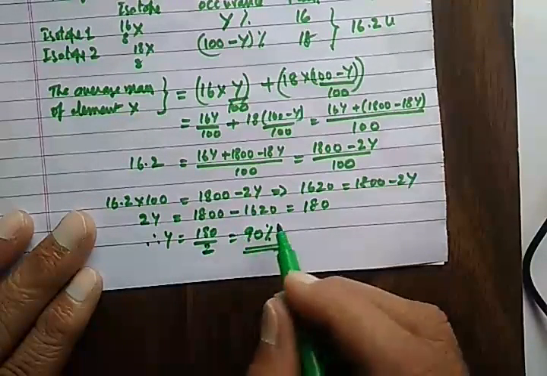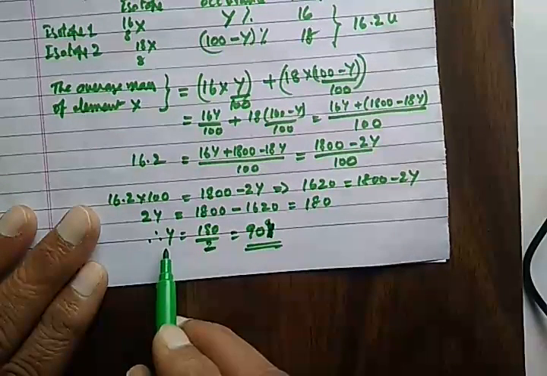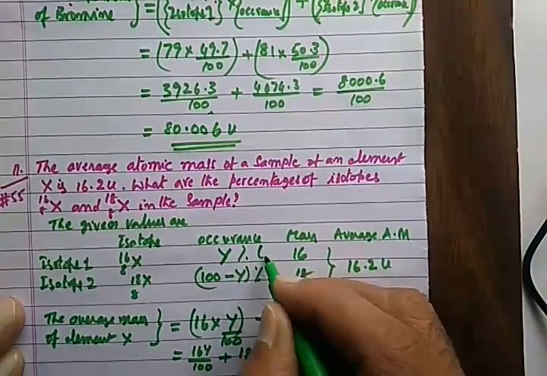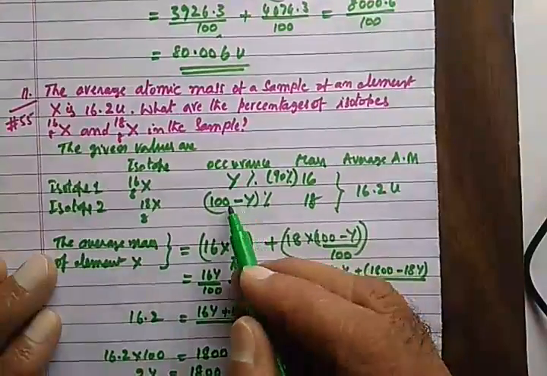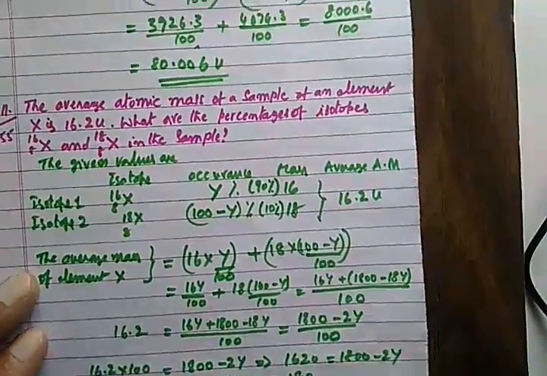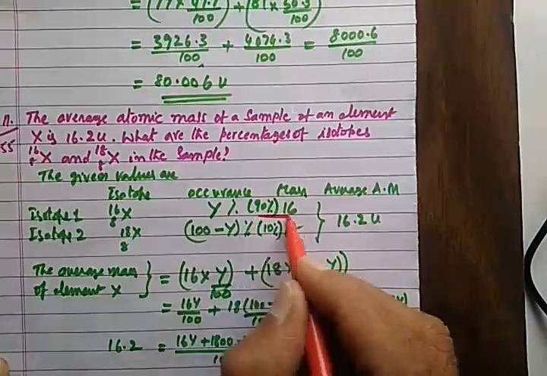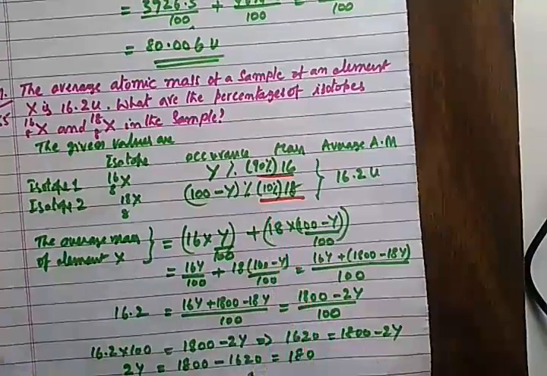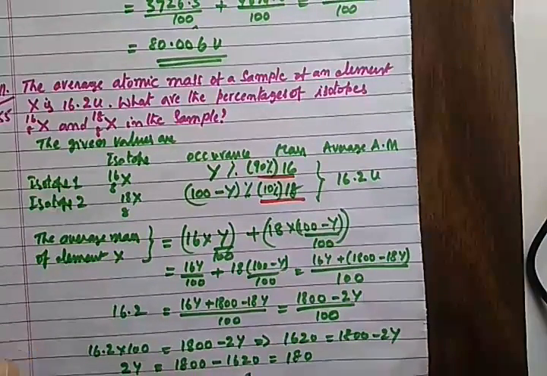Our value is 90 only. Overall, let me not put it here. Later we will put, because we are calculating only y. So 90. Here we can put percentage, because 90% I have put. Here, this one is 100 minus y, so 100 minus 90 is 10%. So these two are the answers. That is, isotope 1 is 90%, isotope 2 is 10%. Okay, this way we have to solve this numerical.